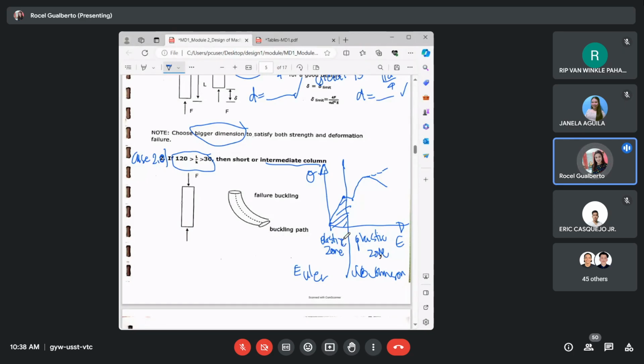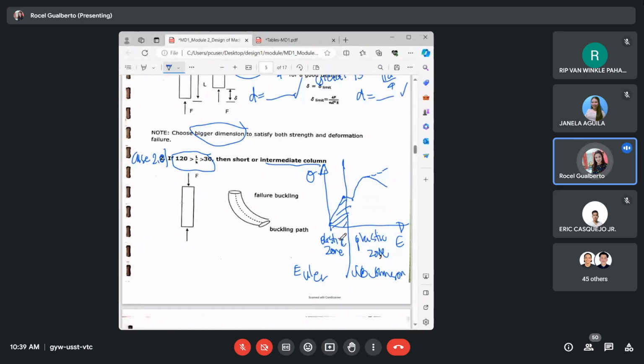Pag sinabi po natin na plastic zone, you have your material. Meron kang material. You put a load on it. So, ang nangyayari sa material, pag nilaplayan mo ng load, magkakaroon po ng deformation. O halimbawa, magkakaroon ng elongation. But then, when you unload, inalis mo na yung paghila mo sa kanya, what will happen? It will go back to its original shape, to its original dimension. Yan po yung elastic zone.